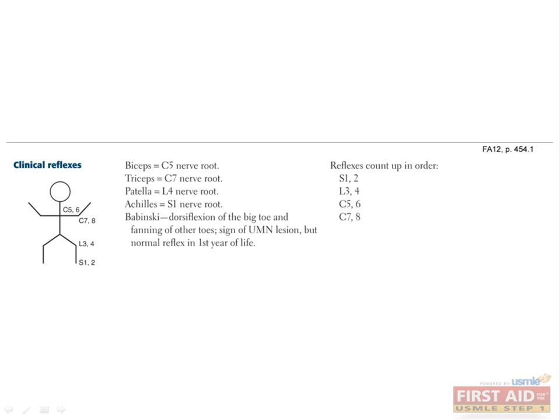Now I'll mention clinical reflexes. The biceps reflex tests the C5, C6 nerve root. Triceps tells you about C7. The patella tests the L4, and Achilles tests S1. So normal, when you say, quote, normal reflexes, means 2+ on both sides.